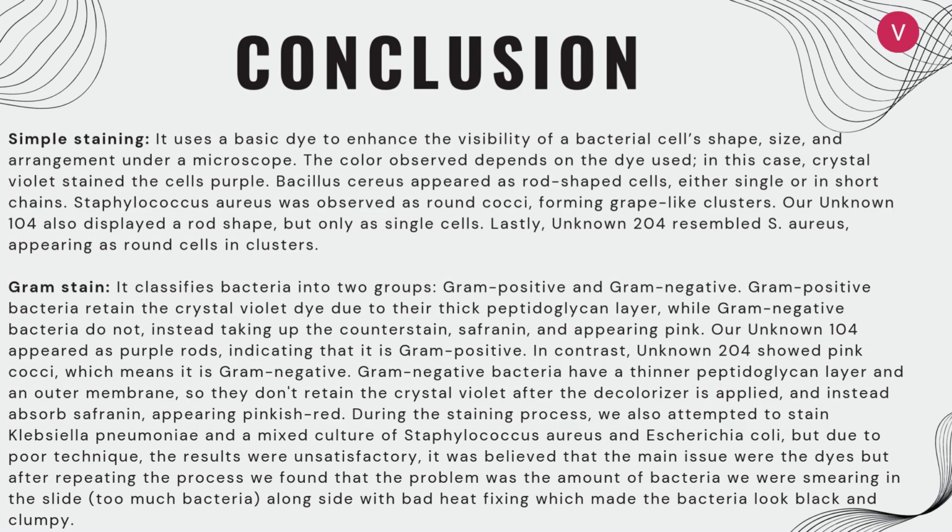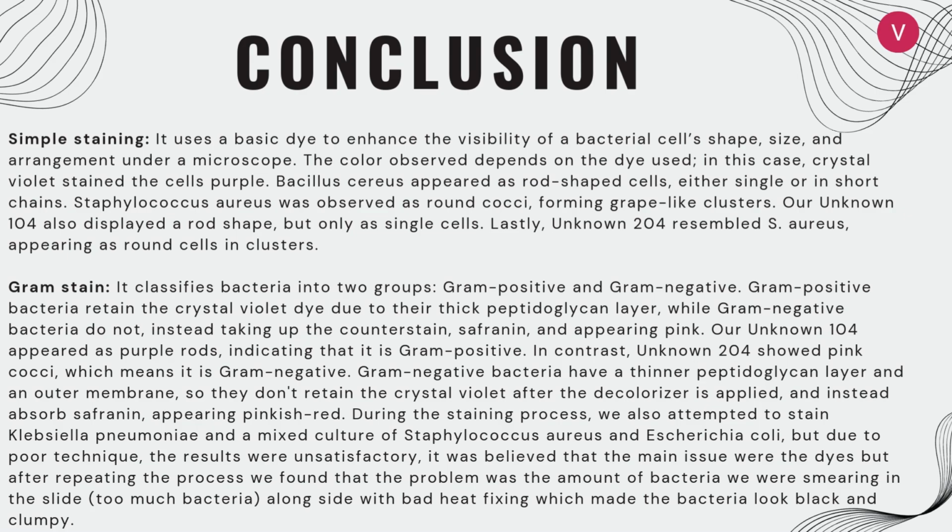Simple staining uses a basic dye to enhance the visibility of the bacterial cells under a microscope, and the stain depends on the dye that's used. Since we used crystal violet, the cells were stained purple. The Bacillus species appeared as rod shapes, both single or in short chains, and the Staphylococcus aureus were round cocci, which form grape-like clusters. Our unknown 104 also displayed a rod shape but only as single cells, and our unknown 204 resembled S. aureus, which appeared as round cocci forming grape-like clusters.